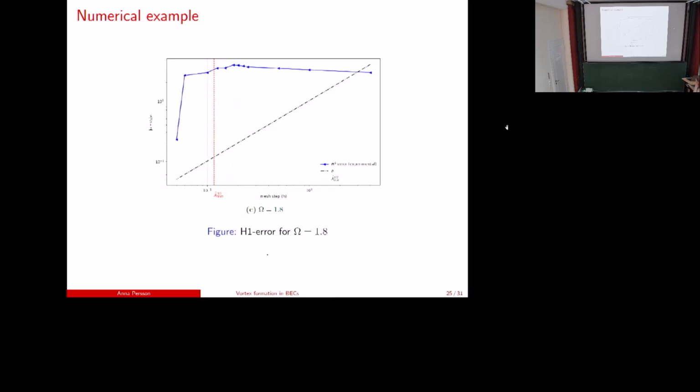And this is for 1.8. It's predicted to be here, the H1 error. It's not as good as in the other two plots. One should also keep in mind that, of course, this lambda is approximated by also using a mesh. So it's not exact, but it seems to be in the right regime.